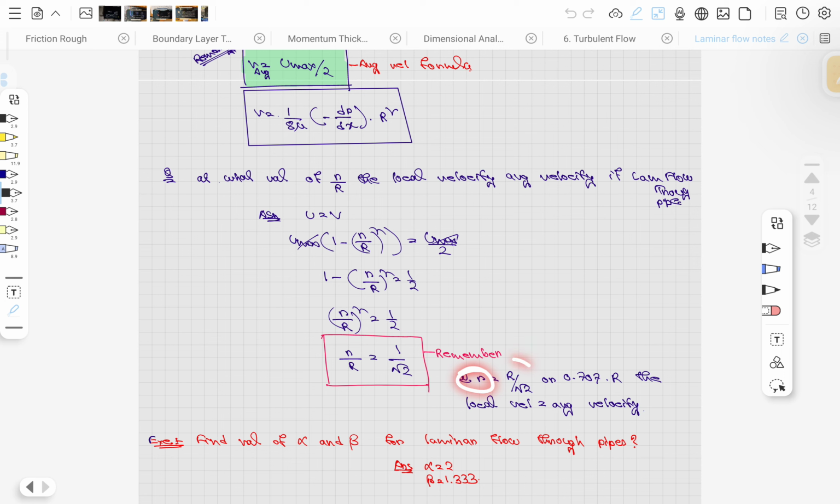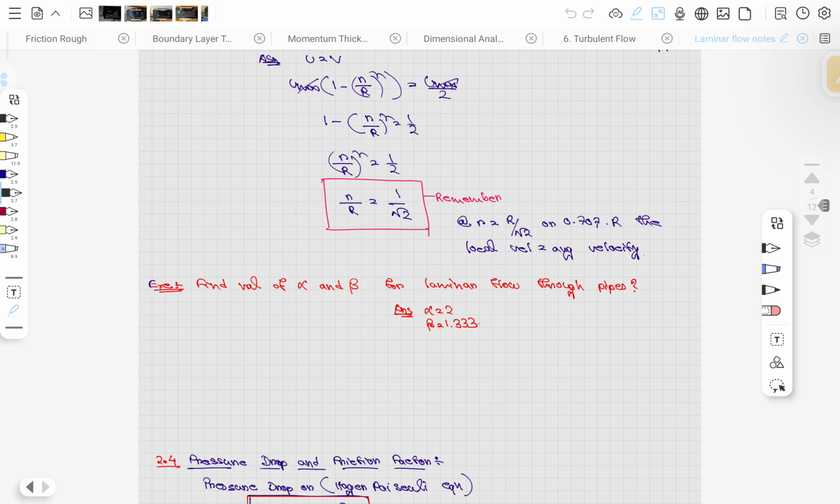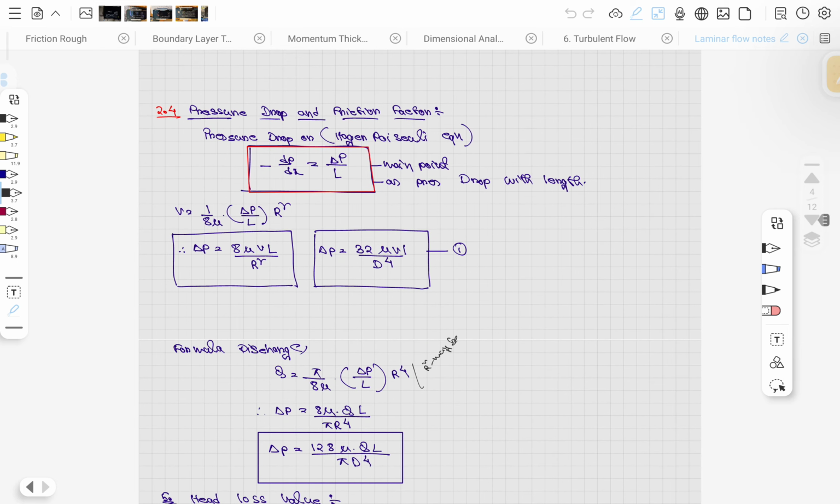So smaller is r by 1 by root 2, so 0.70 of the bigger r. Generally alpha value is 2, beta value is 1.33. Now the pressure drop variation, how much it is happening, that is minus dp by dx, delta p by delta l. How it is happening, you can see.